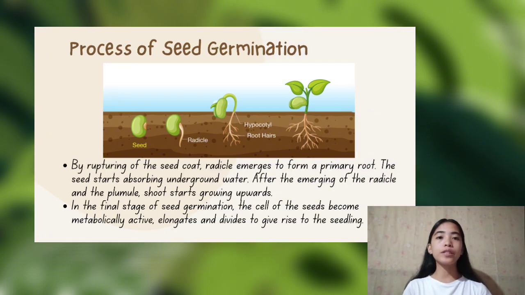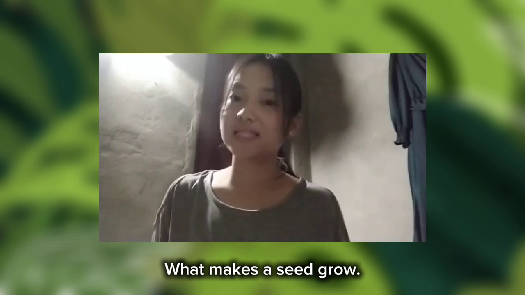By rupturing of the seed coat, the radicle emerges to form a primary root. The seed starts absorbing underground water. After the emerging of the radicle, the plumule, or shoot, starts growing upwards. In the final stage of seed germination, the cells of the seeds become metabolically active, elongate and divide to give rise to the seedling. The factors affecting seed germination, or in simple terms, what makes a seed grow.